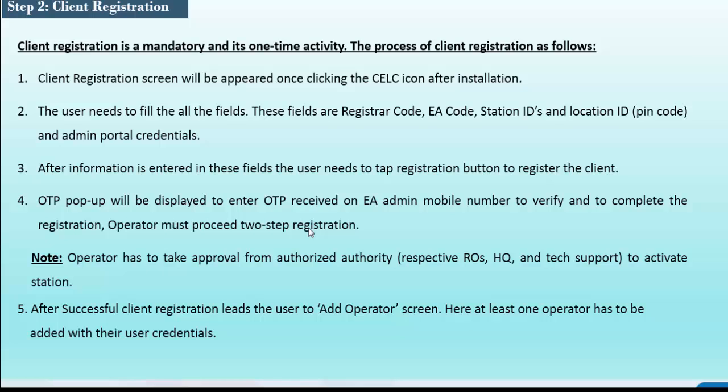Register code, EA code and station ID will be given by your registrar. It will vary from one registrar to another registrar, so you can get this information from your registrar. Based on their instructions you can give these codes, then we will be able to register this client. Then step 3, after the information is entered in these fields, the user needs to tap the registration button to register the client.